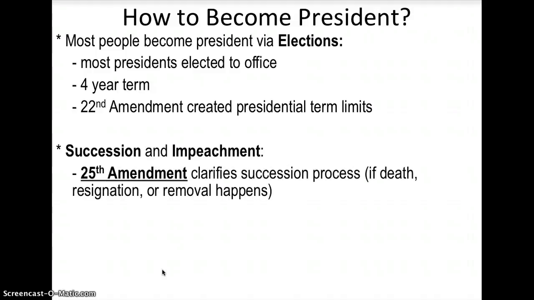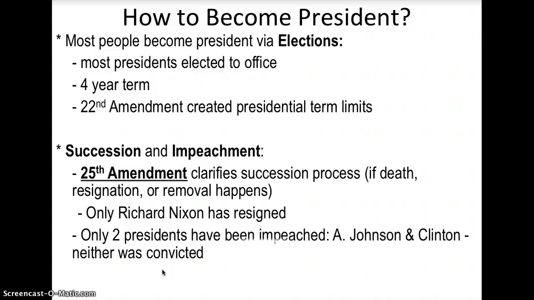There are other ways to become president as well. The 25th Amendment, passed in the 20th century, emphasized and clarified how you become president if someone died, if they resigned, or if any type of removal happened. The only president that has ever officially resigned from office, Richard Nixon, we talked about with the Watergate affair of the 70s. 2 presidents have been impeached. We'll talk more about that in class, Andrew Johnson and William Jefferson Clinton.